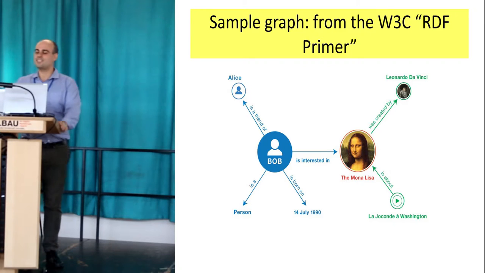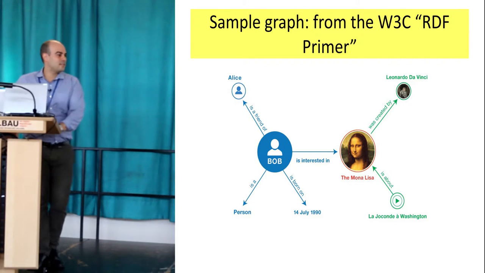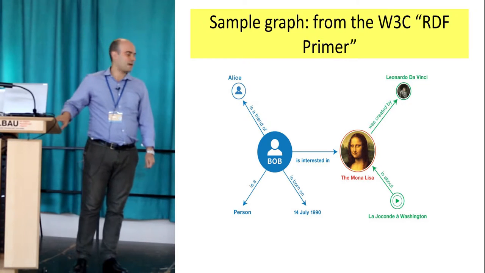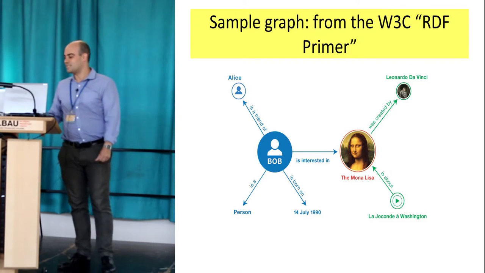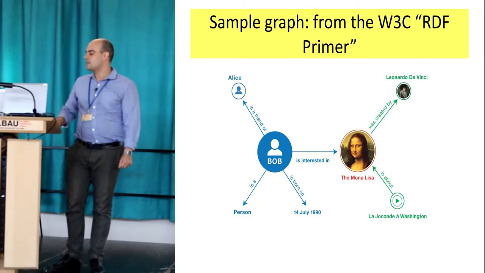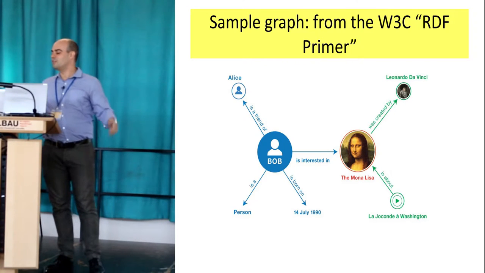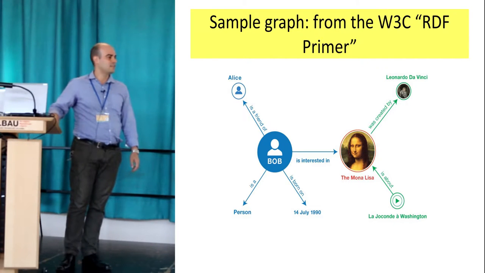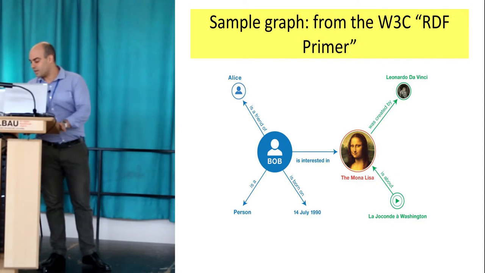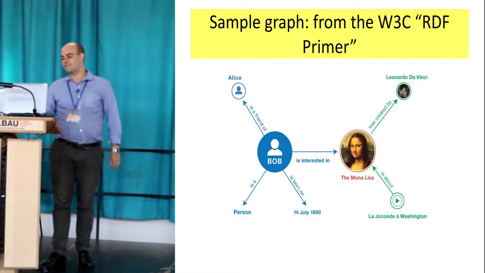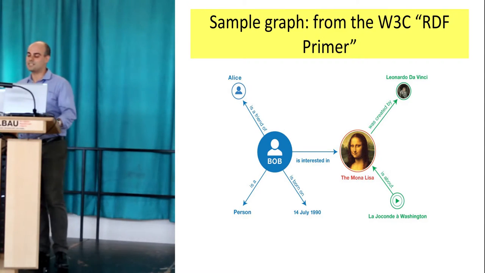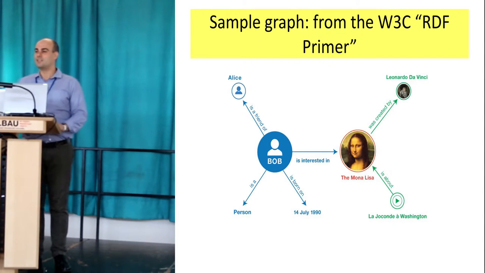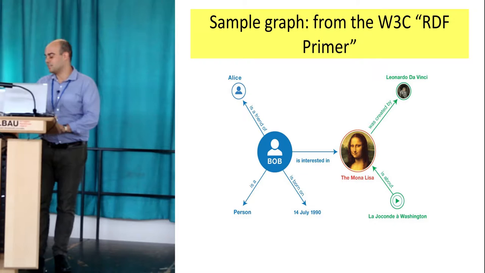Okay, so I'm talking about graphs and tables. What do I mean by graphs? I'm talking about graphs in the semantic web sense of the term, and here's one from an official document, image, I guess, from the W3C, the World Wide Web Consortium. So you've probably seen variations of this. Bob is interested in the Mona Lisa, and so you can express all the information about the world if you just have enough nodes and arrows pointing to each other.